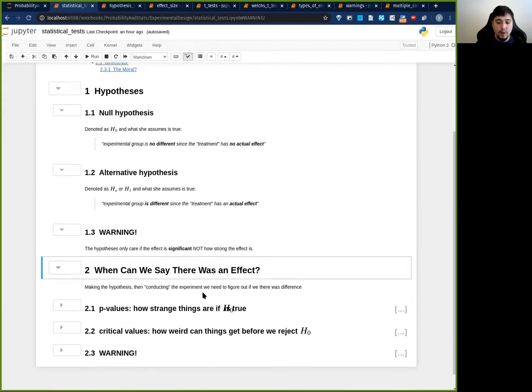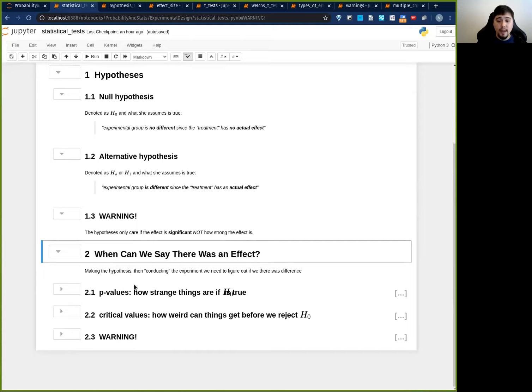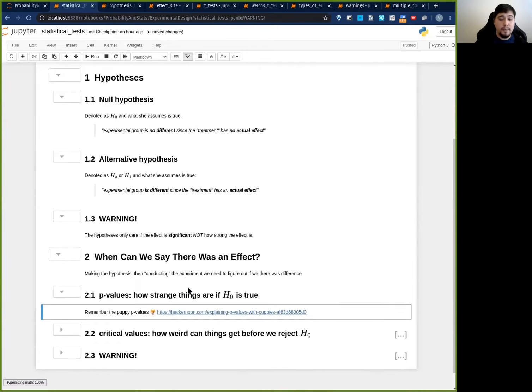Okay. So going a little bit, again, when can we say there was an effect? Remember, we're just making this hypothesis. For now, I'm skipping over how we define this effect, but saying, okay, there was an effect, and then we conduct the experiment. We need to figure out if there actually was a difference. If there is, we call it a statistically significant difference. So this is where p-values come in.